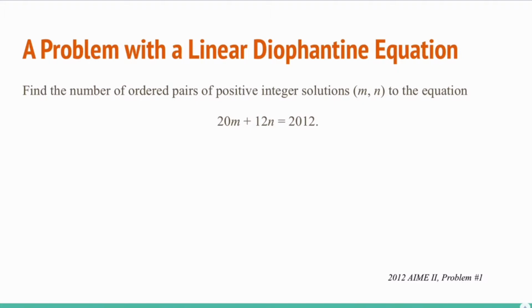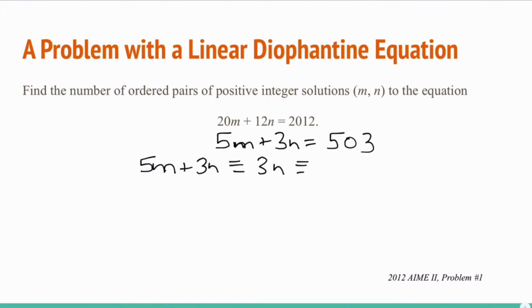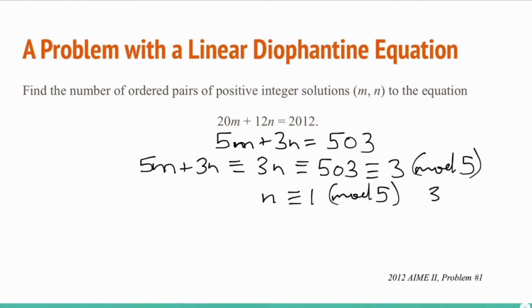First, there's a common factor of 4, so we can divide that out. We get that this equation becomes 5m + 3n = 503. Now, let's take this equation mod 5. This becomes 5m + 3n, which is congruent to 3n, which is congruent to 503, which is congruent to 3 mod 5. So n is congruent to 1 mod 5, which you can see by doing 3n - 3 is congruent to 0 mod 5, or 3 times (n - 1) is a multiple of 5. So n - 1 has to be a multiple of 5.